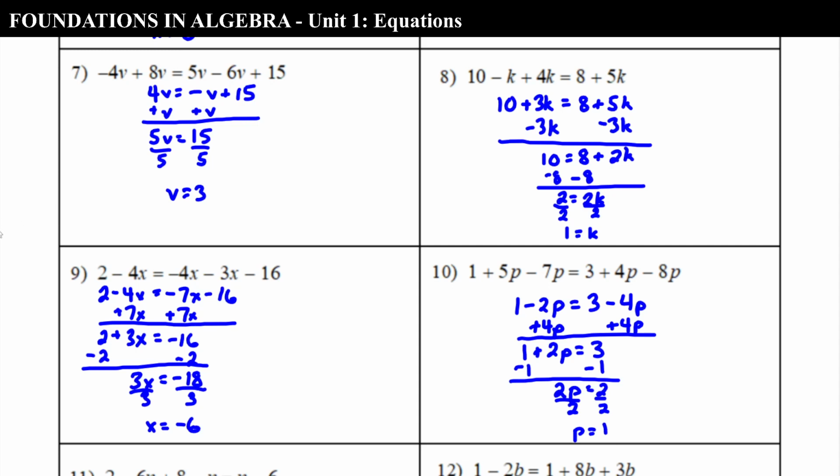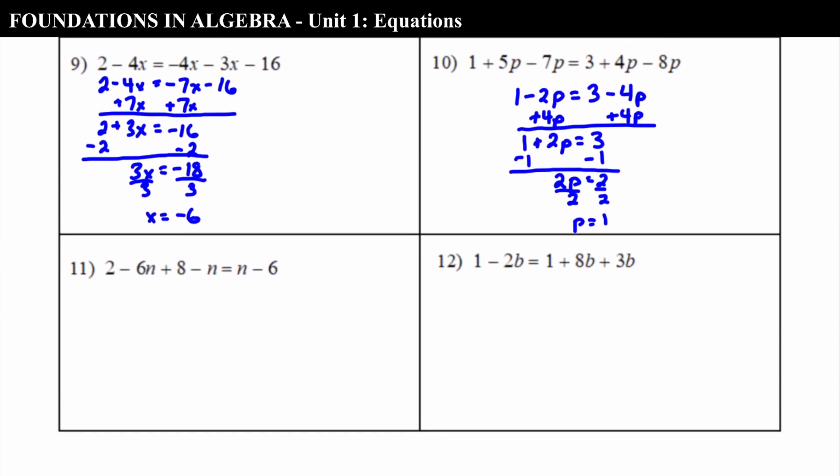All right, last two examples on this page. We've got a 2 and an 8. So the 2 plus 8 is going to give us 10. And then we have a negative 6n and a negative n. So that together is going to give us negative 7n. And then we have n minus 6 on the other side. So let's add 7n to each side.